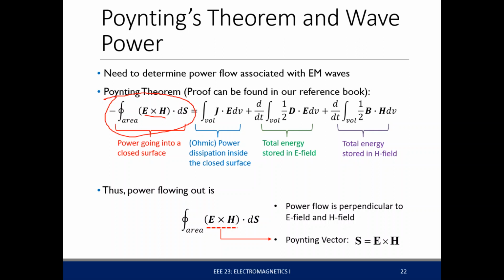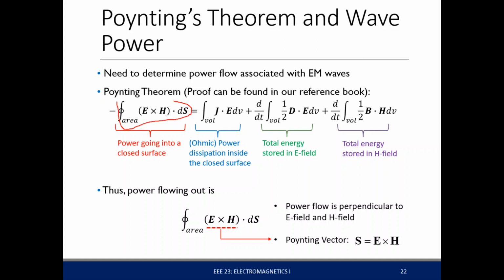But the actual Poynting's theorem sums up all of the power flow in any generalized space. So Poynting's theorem has 4 components right here. If you want, the proof for this can be found in our reference book, Hayt. So I won't go over the proof. All right. So let's just do the math, or let's just interpret the math.